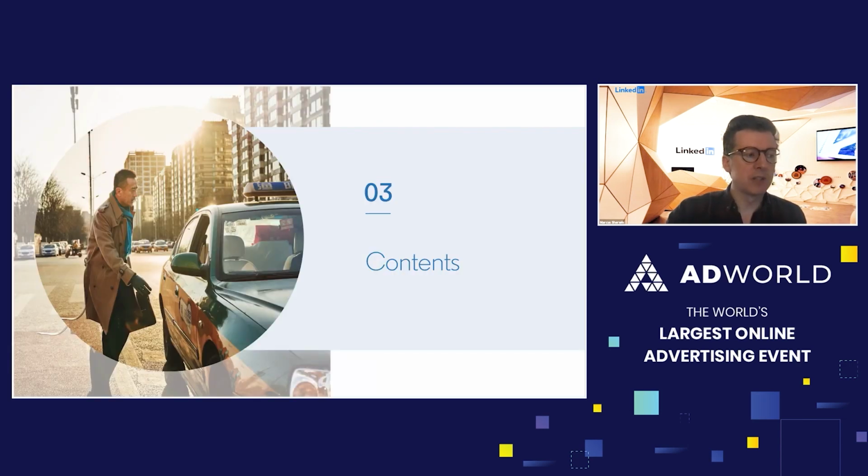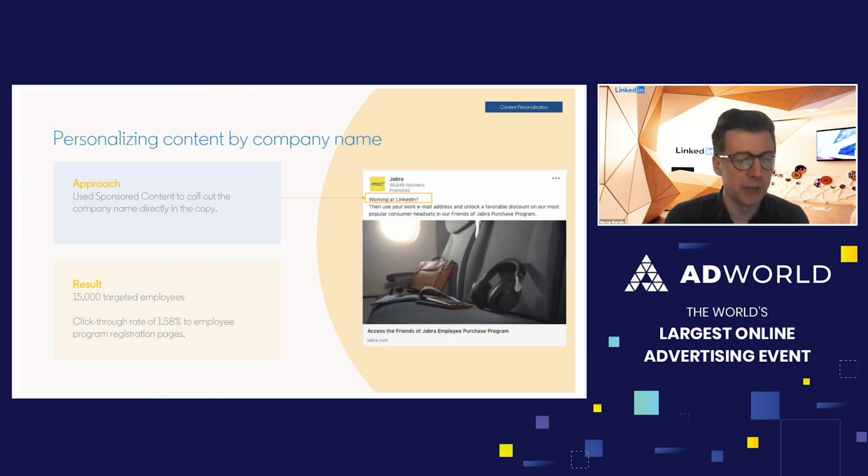So what type of content to use? This is really important. You want to make sure that you're personalizing the content by the company name. So how do you do that? Use sponsored content to call the company name directly in the copy, so that you have your list of companies, excuse me, and you're really making sure that you are contacting them, that they know that this is very targeted towards them.